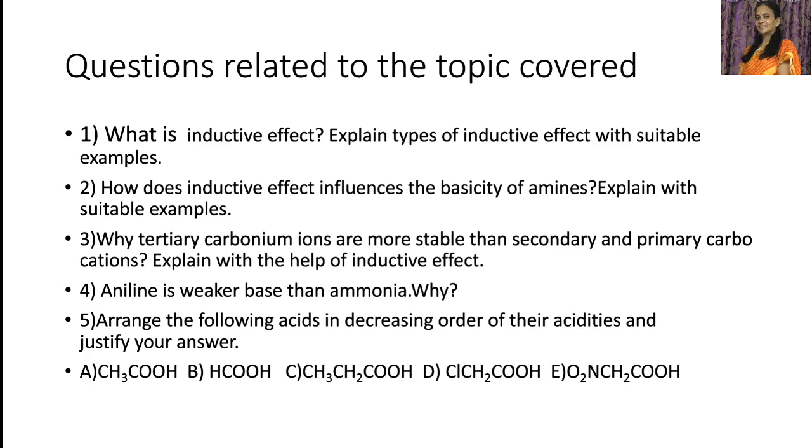So from these three, formic acid is stronger than acetic acid, which is stronger than propanoic acid, and these are the acids which have a minus I effect. Because of that, these two are stronger acids when compared to acetic acid. So like this, we should arrange them. So formic acid greater than nitroacetic acid, greater than chloroacetic acid, greater than acetic acid, greater than propanoic acid. This is the order we should write.